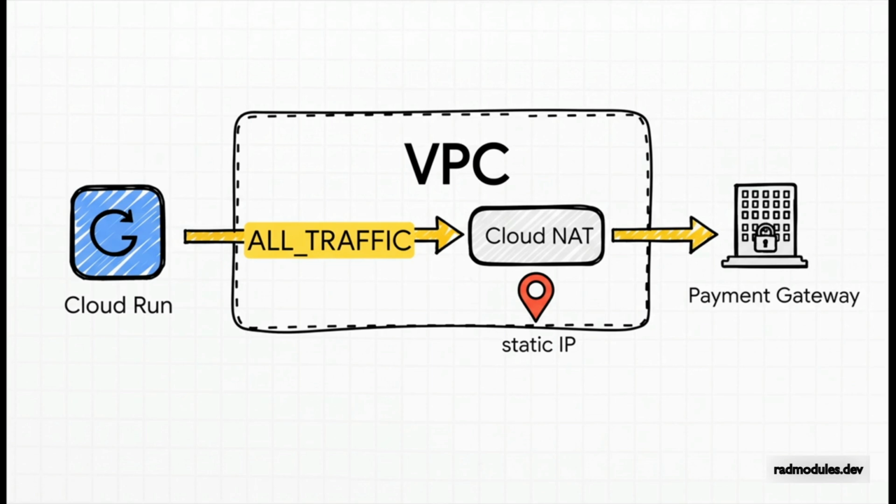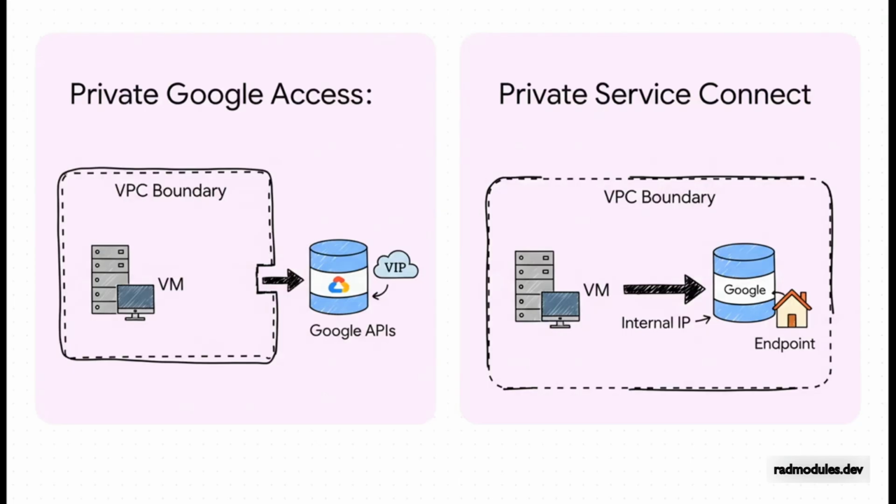Problem solved. Now, for reaching Google's own APIs from your internal workloads, you've got two main options. Private Google Access is the simpler one. It lets your VMs reach those APIs without needing public IPs. But for the exam, remember this detail. To make it work with VPC Service Controls, you have to use the special restricted.googleapis.com endpoint. Private Service Connect is even more secure. It literally brings the API endpoint directly into your VPC, making it look and feel just like another internal service.